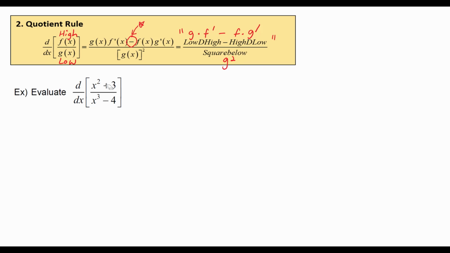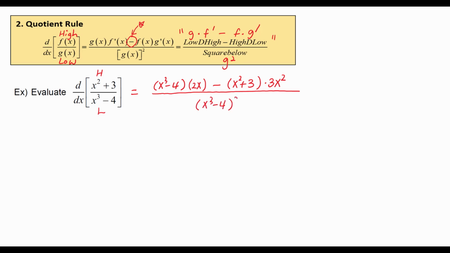Evaluate the derivative of quantity x squared plus 3 over quantity x cubed minus 4. Okay, so we're going to call the top expression high, the bottom expression low, and let's use quotient rule. So we have low, x cubed minus 4, D high, derivative of high will be 2x, minus high, x squared plus 3, D low, that will be the derivative of low, which is 3x squared, over square below, which will be x cubed minus 4 squared. We got it. So now we just need to simplify this.